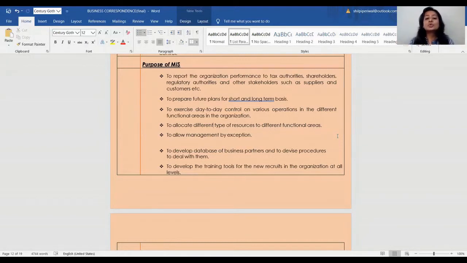Then the next is to allow management by exception. This is a very interesting point. Now, see, the management is pretty busy, okay? It cannot get involved in everything on a day-to-day basis. So management by exception basically means that management first itself sets a target. Say the target is 1,000 units of sales every month. That is the target which management has set.